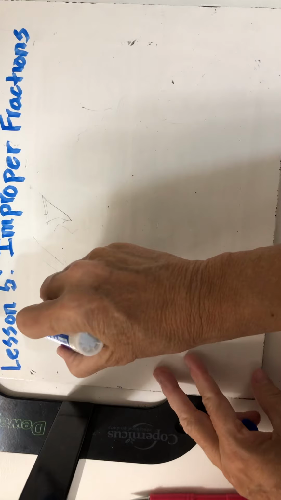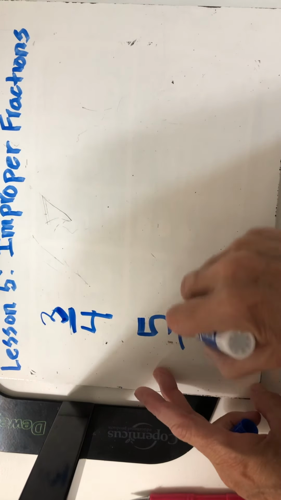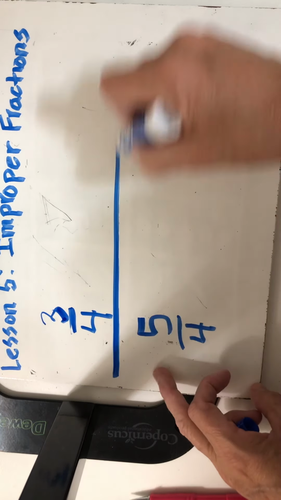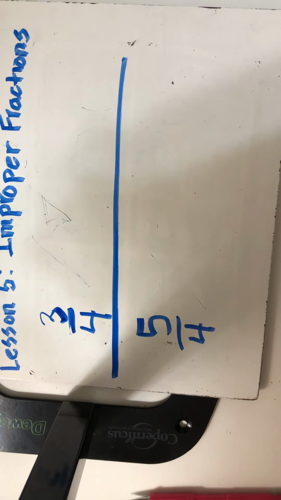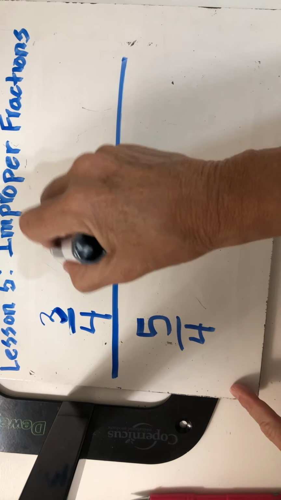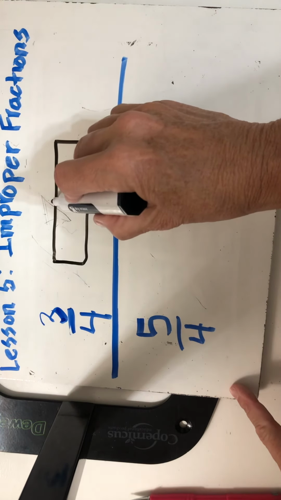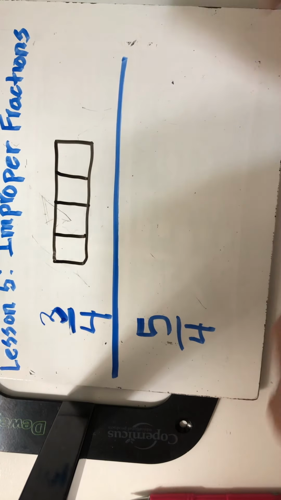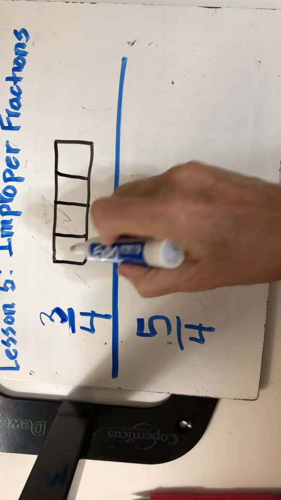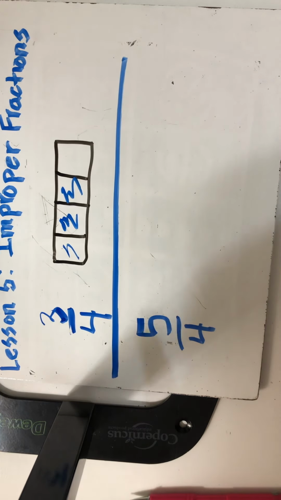3/4. Model 3/4 for me. And then I want you to model 5/4. So on your whiteboard, you'll do this with me. We're just going to make sure that we see the difference between a proper fraction and an improper. I'm going to use a different model this time. I'm going to use a bar chart, or a bar here. I'm going to divide it into fourths, and I have 3 of those. So I'm going to highlight those. 1, 2, 3. Now I've represented my fraction 3/4.